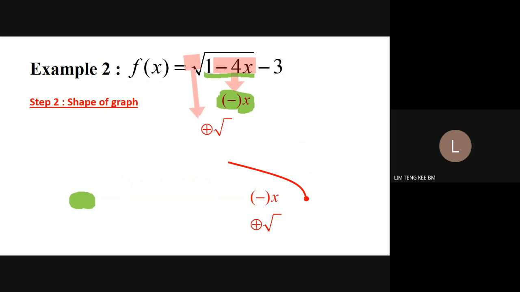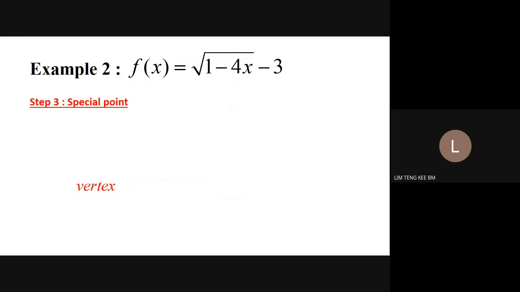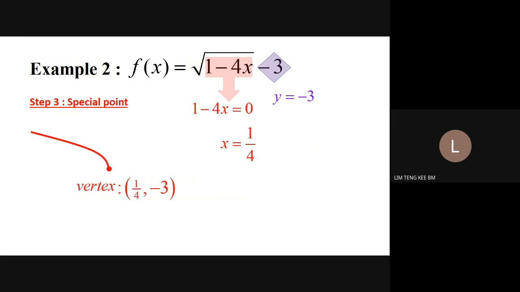Next, I will go on with step 3, where I want to decide the coordinate of the special point, this point here. How are we going to decide? So the special point here is referred to as the vertex. How we calculate the vertex from the function is just as simple as, first, I refer to the linear function inside the square root, 1 minus 4x. I make it equal to 0, and I get x equals 1 over 4. And this x value is the x coordinate for the vertex. Then the corresponding y coordinate just refers to the constant, which is minus 3. So the y coordinate will be y equals minus 3. As a result, I have the vertex coordinate as (1/4, -3).